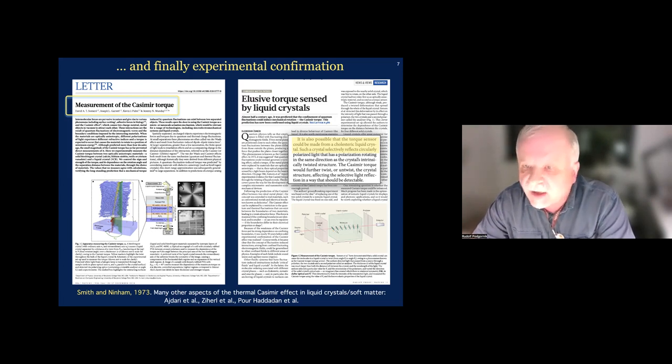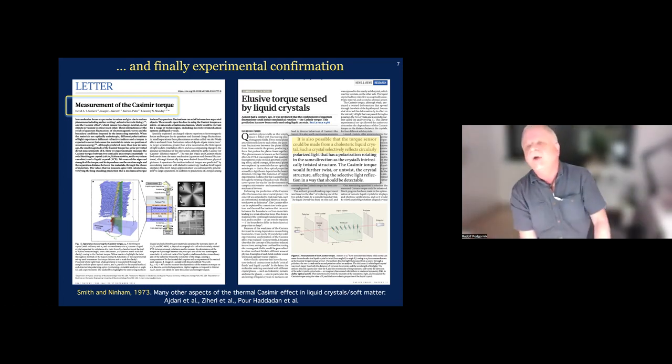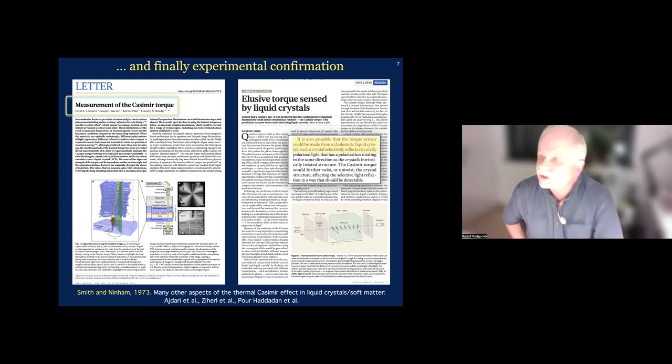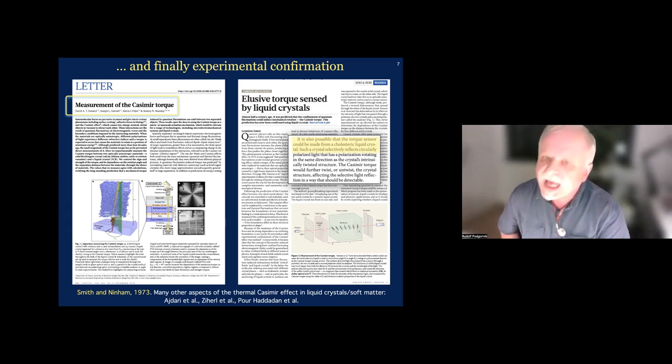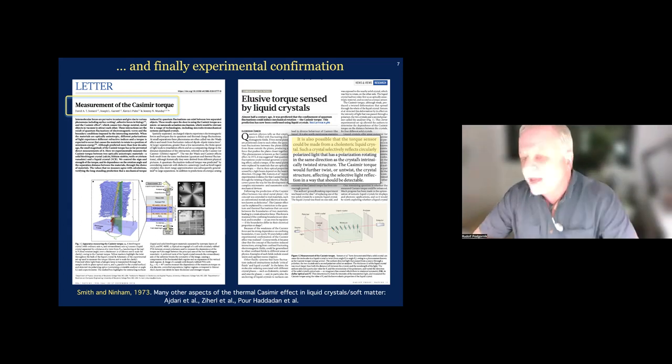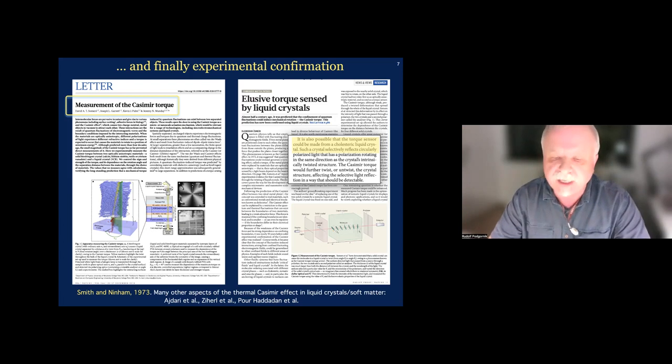You see, it says it's also possible that the torque sensor could be made from a cholesteric liquid crystal. At that time, there were no calculations of that type. I mentioned that Katz started thinking in this direction, but unfortunately his calculation was not correct. So there was nothing to build on.